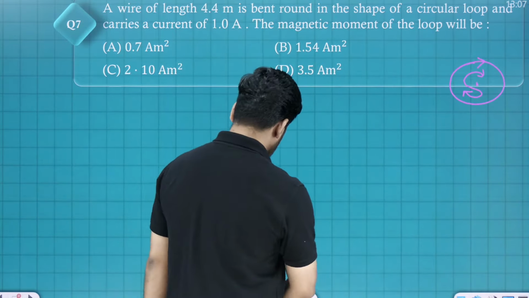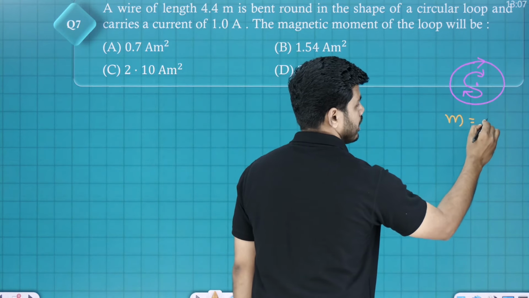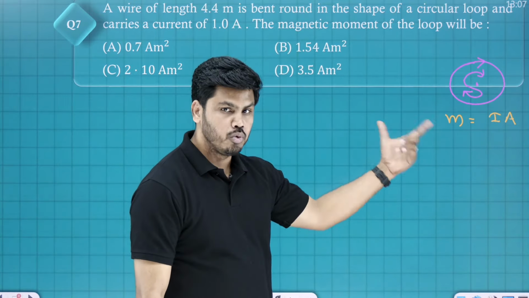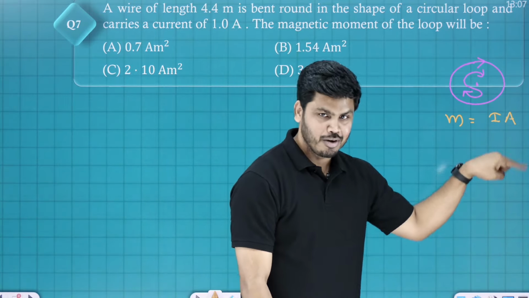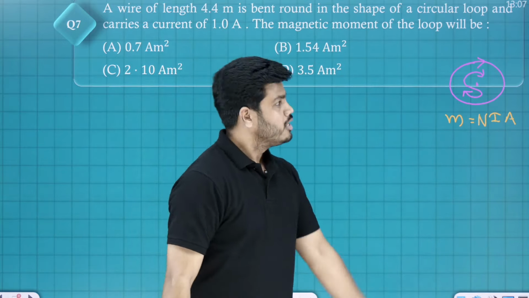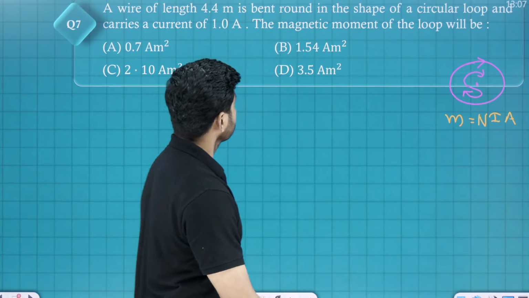Yes. So how will we calculate magnetic dipole of a loop of wire? M is equal to I into A, where I is the current flowing through the loop and A is the area enclosed by the loop. And if there are n number of turns, we can put n also. So here this is only one single loop, so no need of n here, correct?